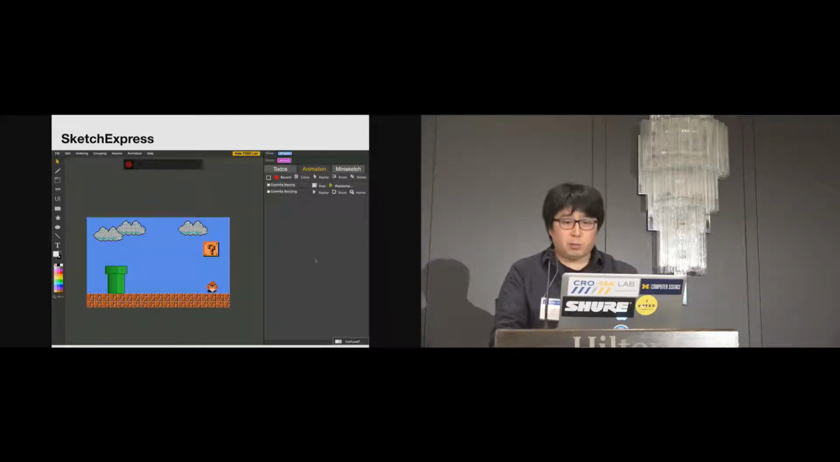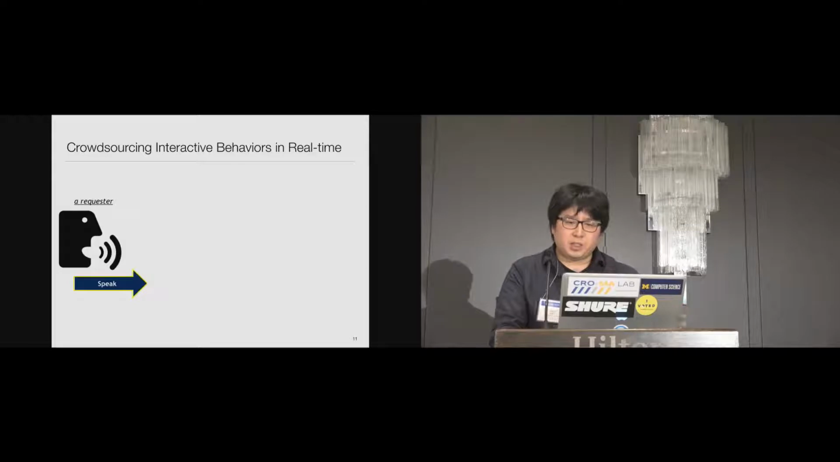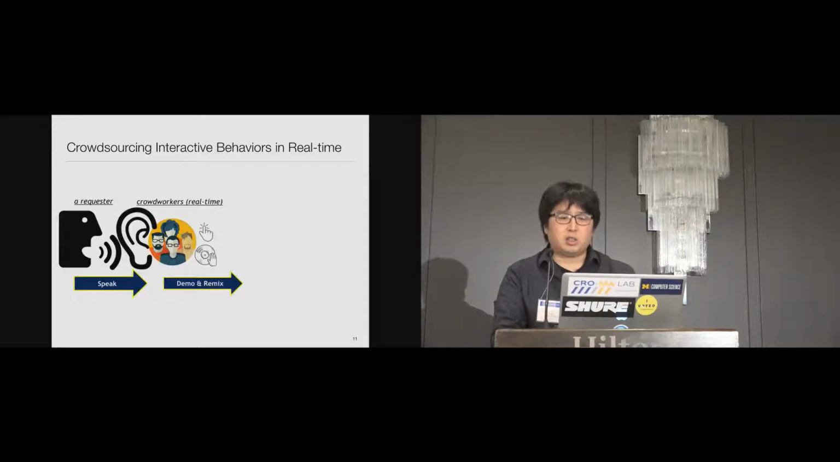To address these problems, we introduced SketchExpress, a web-based sketching system that helps designers prototype complex interactive behaviors. It takes the idea of crowdsourcing from the previous work of Apparition, and it is in fact built on top of Apparition. So in SketchExpress, a requester or designer verbally describes the interactive behaviors they want, and the crowd workers that are connected to the system listen to the verbal description and create interactive behaviors in real time. We provide an easy and expressive method called demonstrate and remix to make the static sketch dynamic.